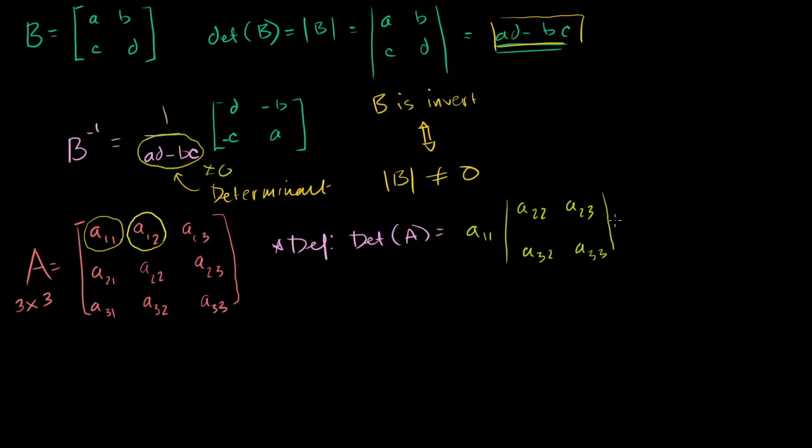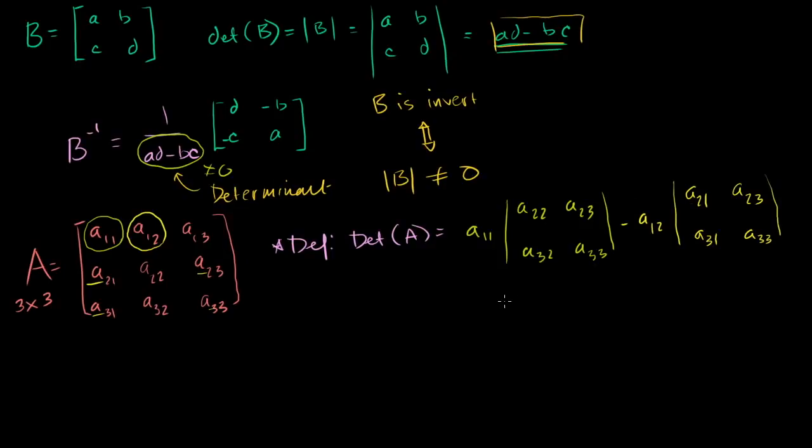You have a minus this guy right here. So then you're going to have minus A12 times the matrix you get if you eliminate his column and his row. So times, you're going to get these entries right there. So A21, A23, A31, and then you have A33. We're not quite done. You could probably guess what the next one's going to be.